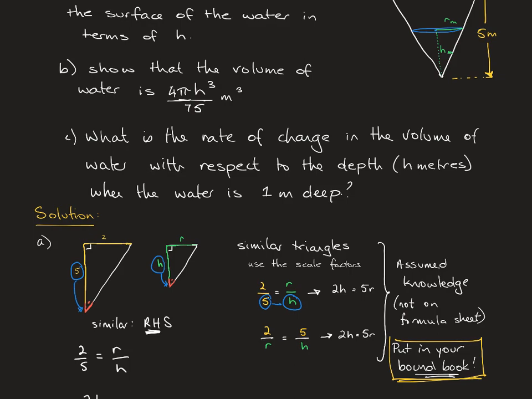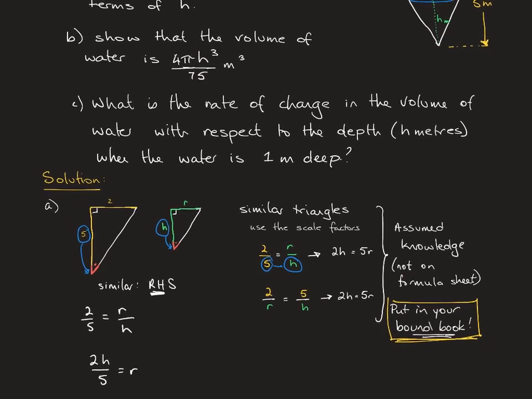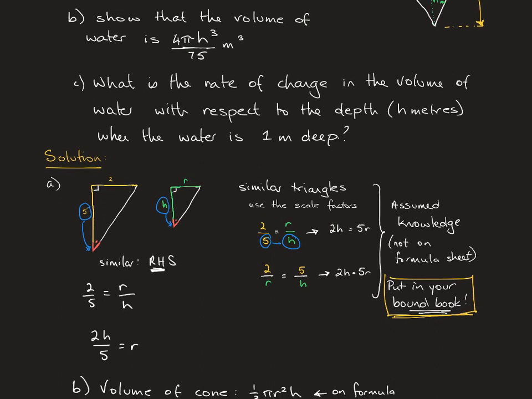All right, so now we've got a relationship, 2h is equal to 5r. So what we need to do, this is my working out over here now, is rearrange this so that we get r in terms of h, which is what we were asked to find. Put a box around it, done.